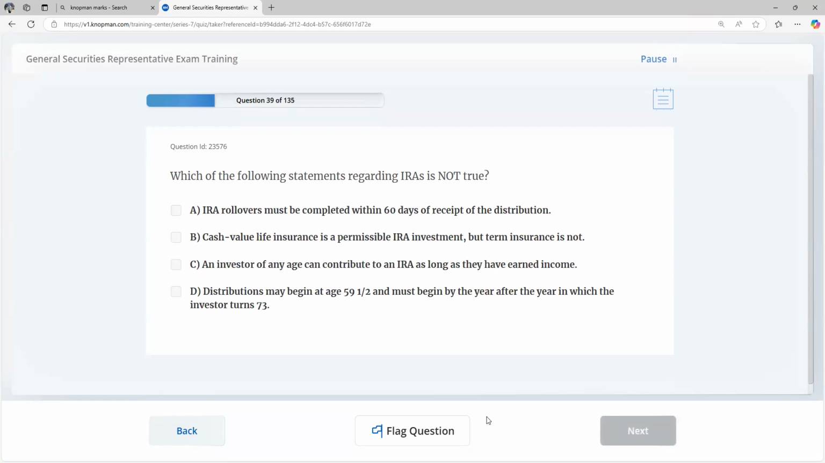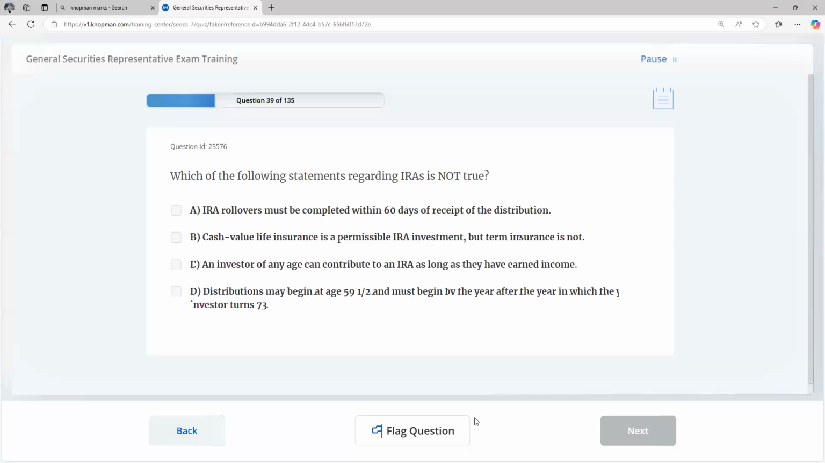An investor of any age can contribute. Yeah, that's true. Distributions may begin at 59 and a half and must begin the year after. I think that's also true. Within 60 days. Yep, I think that's also true.